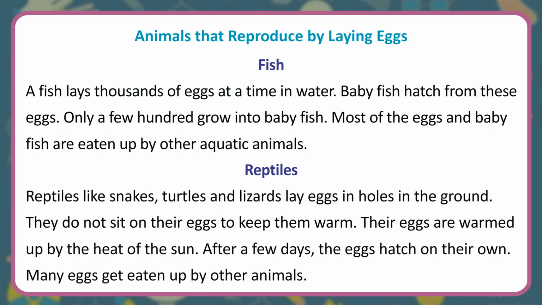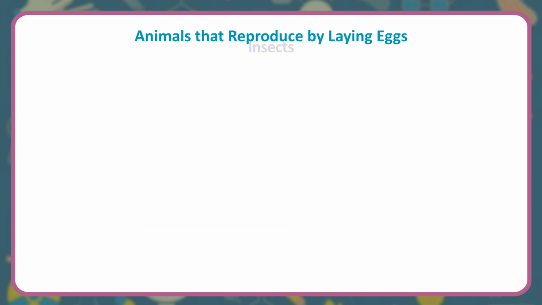Reptiles. Reptiles like snakes, turtles and lizards lay eggs in holes in the ground. They do not sit on their eggs to keep them warm. Their eggs are warmed up by the heat of the sun. After a few days, the eggs hatch on their own. Many eggs get eaten up by other animals.